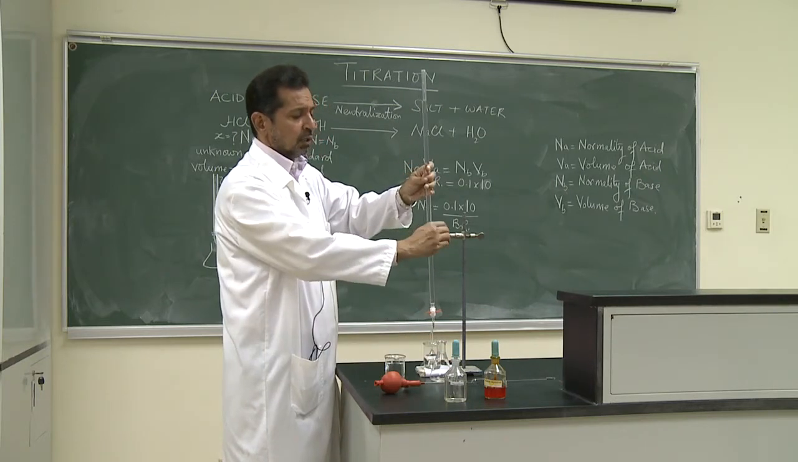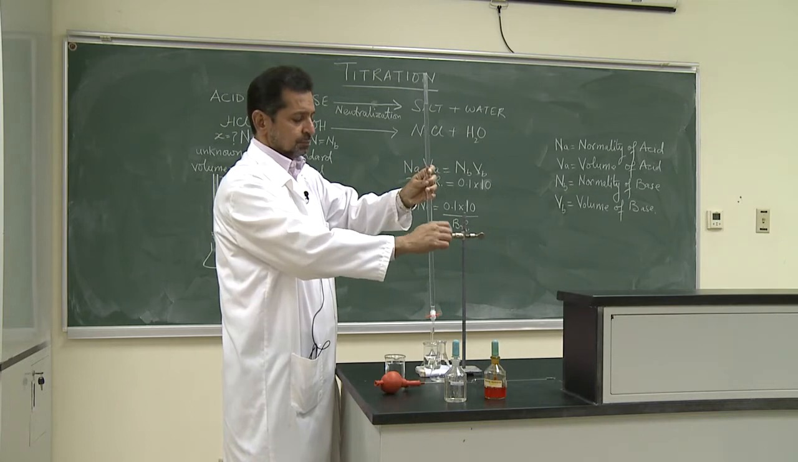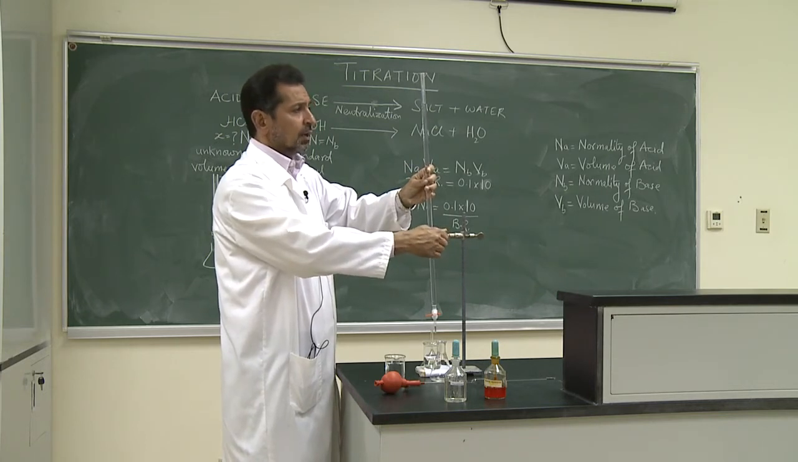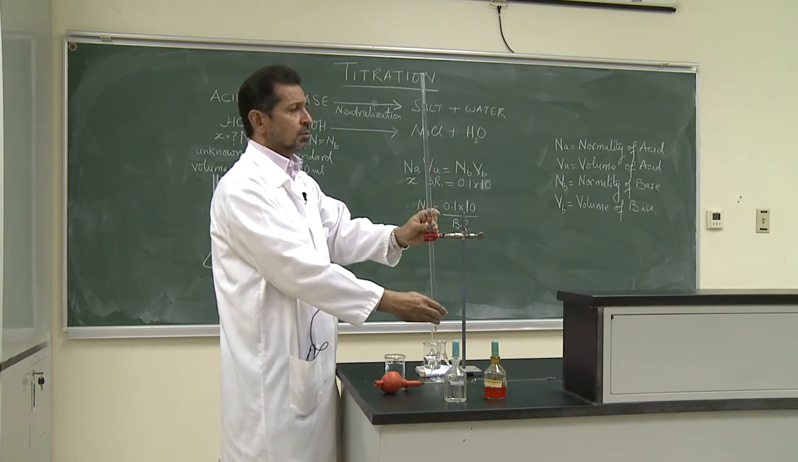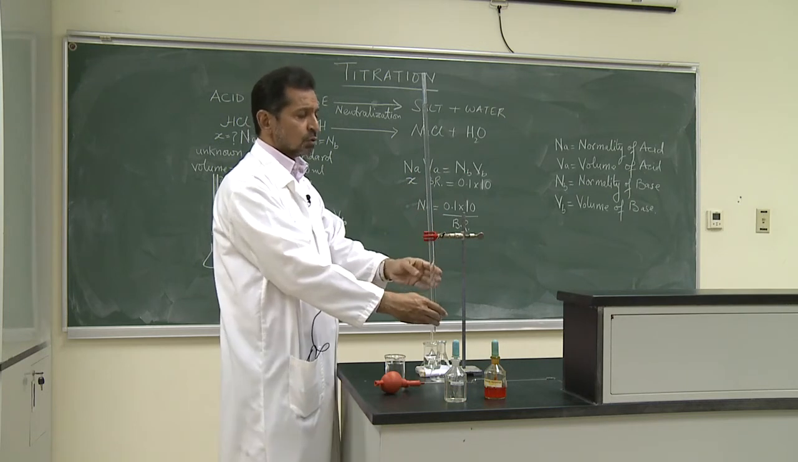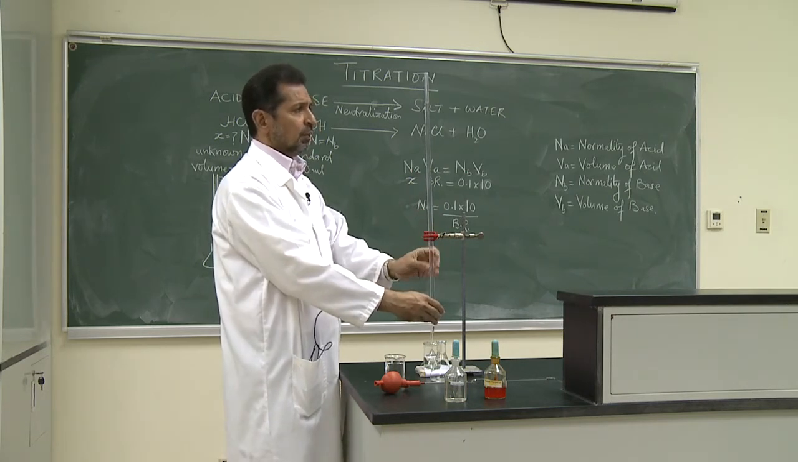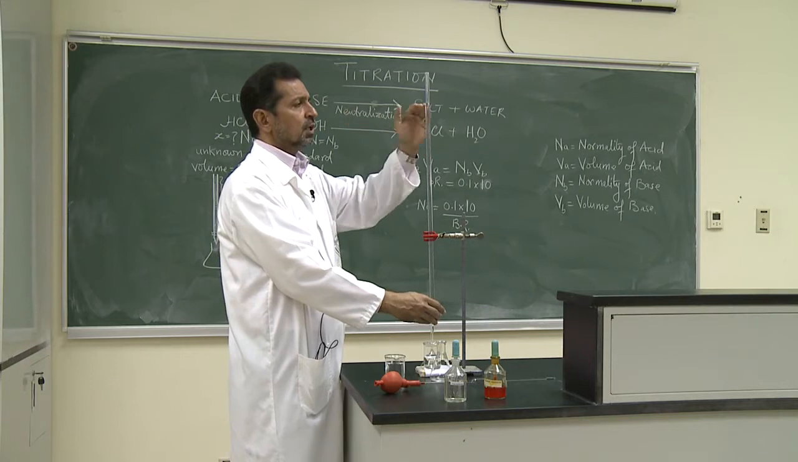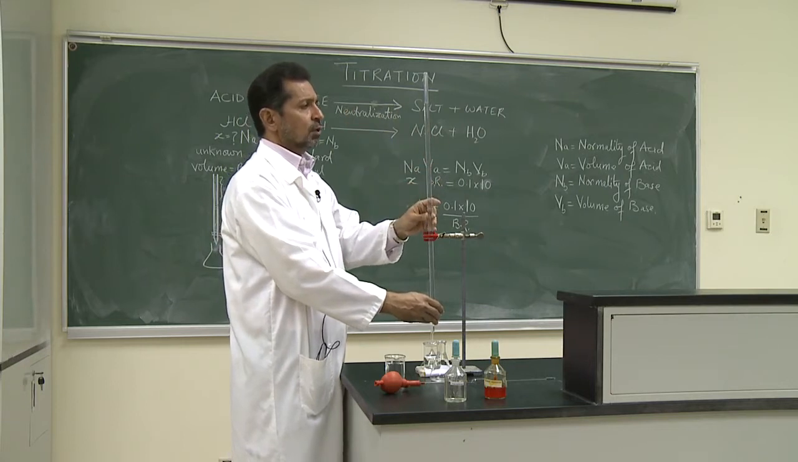We fix the burette on the stand and make the level 0. To make the level 0, we just open the jet slowly, and by observing here, it should be at our eye level. At the lower meniscus, we measure the 0 by opening the jet slowly.